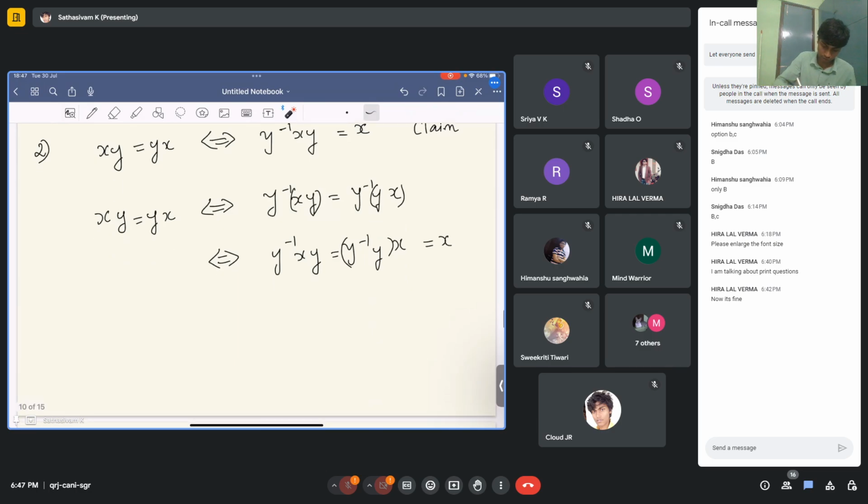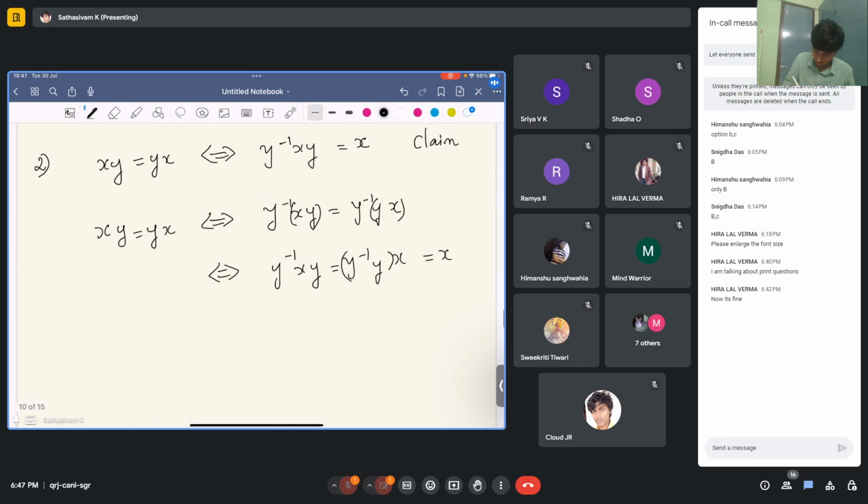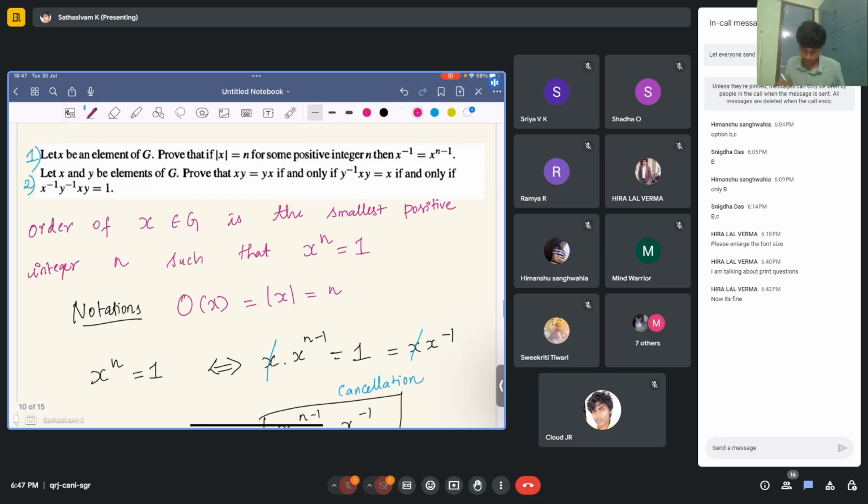Now let's prove the other one also. Maybe I'll just change the color. The other one, what you want to prove is y inverse xy is equal to x. This implies, and this implies, x inverse y inverse xy is equal to 1. Right? I think that's correct.